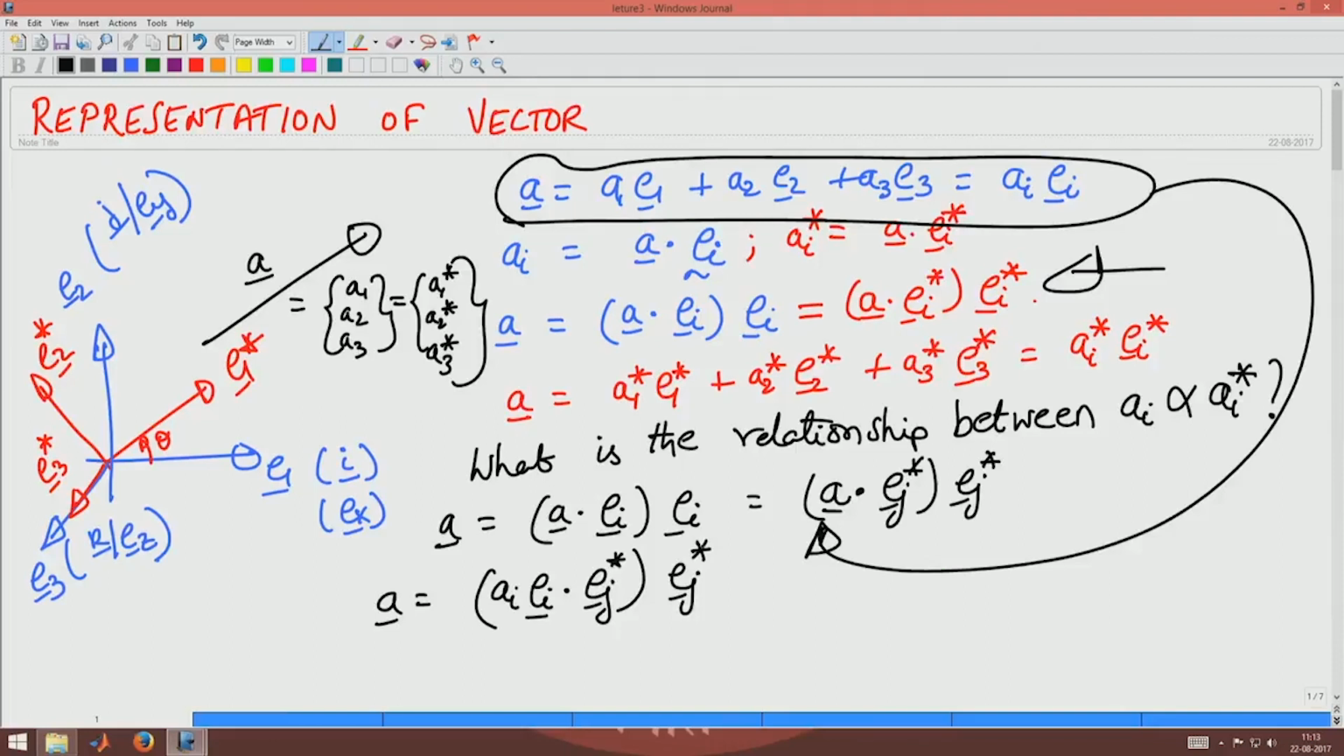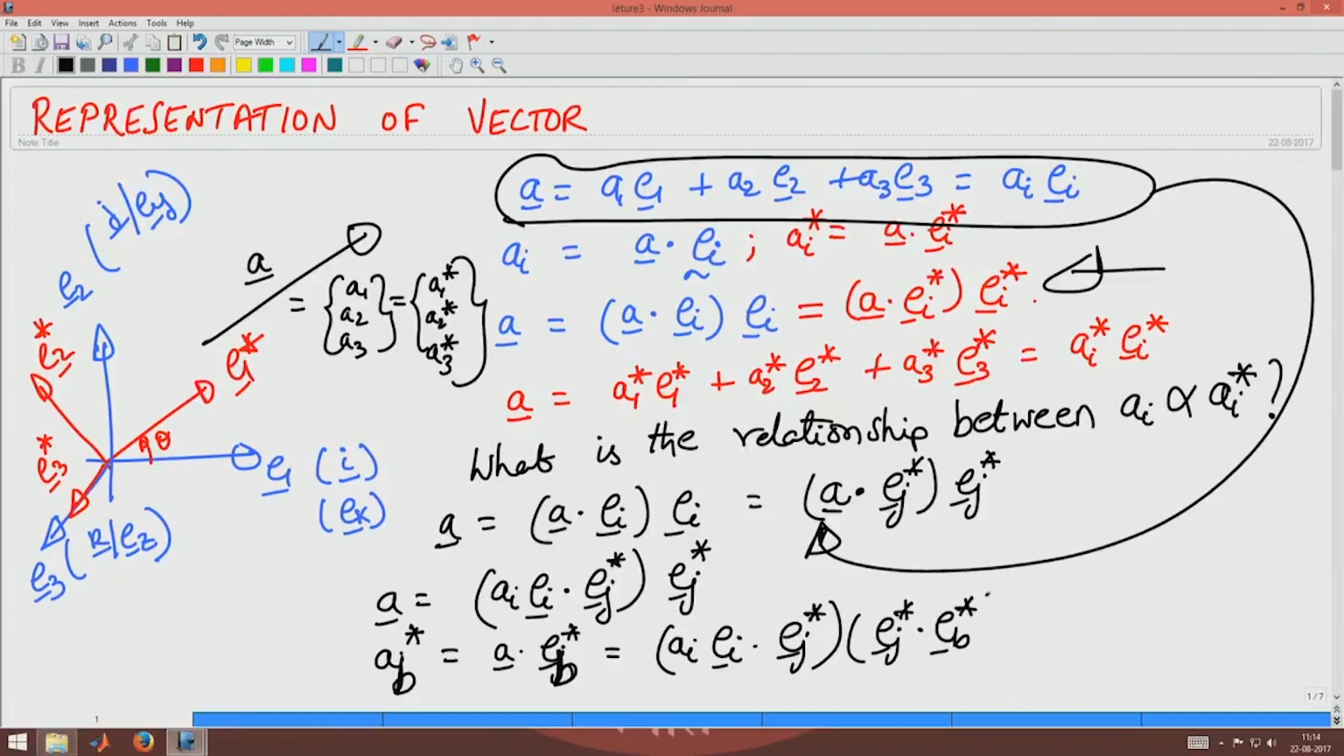Okay. Now, I go back to this equation where I want to find Aj star, which would be A dotted with Ej star. That will be Ai Ei dotted with Ej star dotted with Eb star. Okay. I could not have used J here because that violates the summation convention. J will appear thrice on the same side of the equal to sign, which is not allowed. Okay. So, this is this.